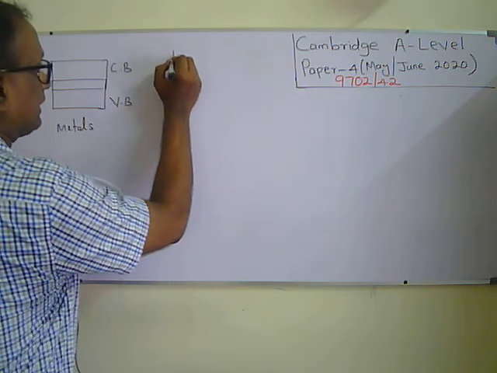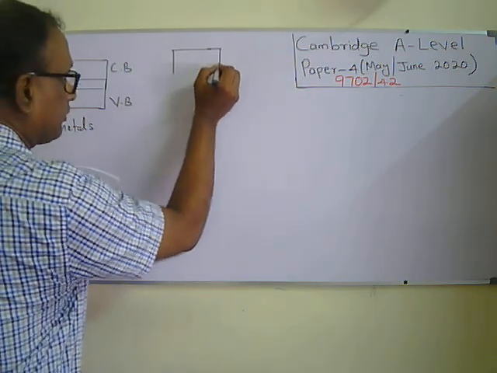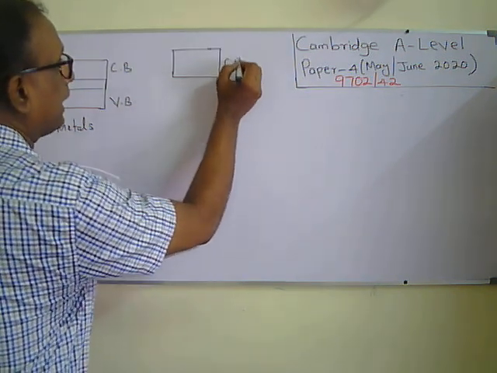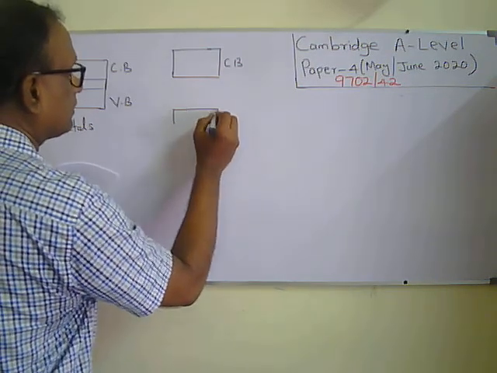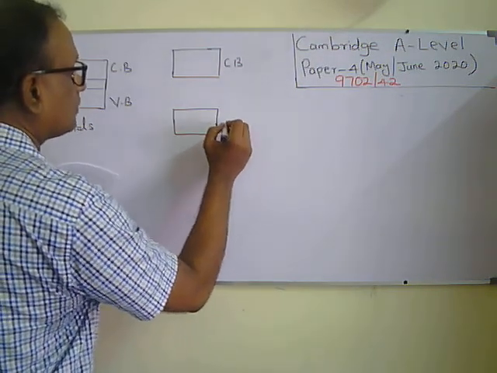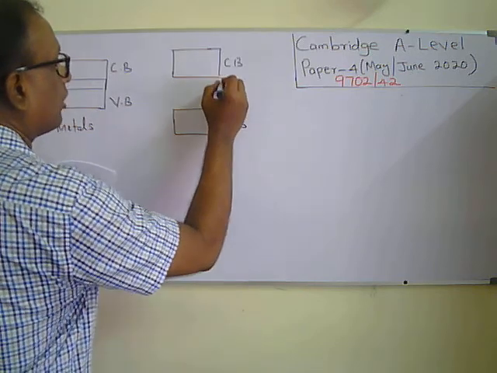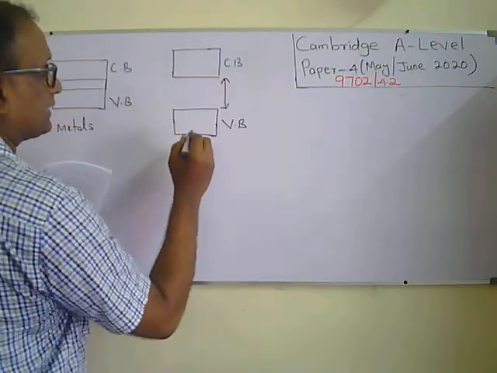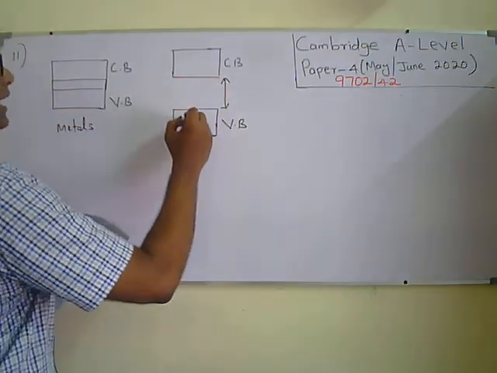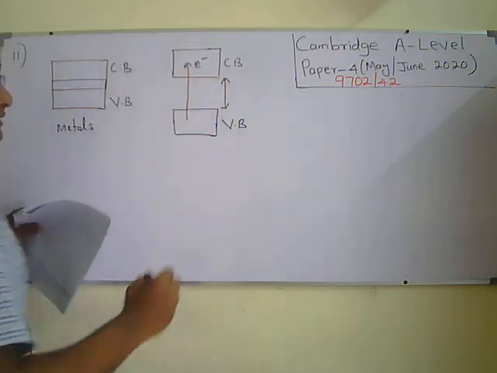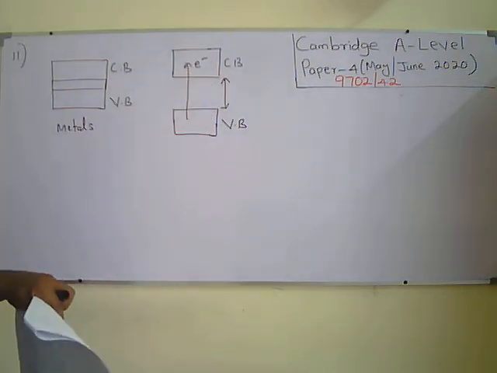When you consider semiconductors, there will be a gap between the conduction band and the valence band. This is called the forbidden gap. But electrons can be excited from the valence band to the conduction band by using thermal excitation, or by using heat.